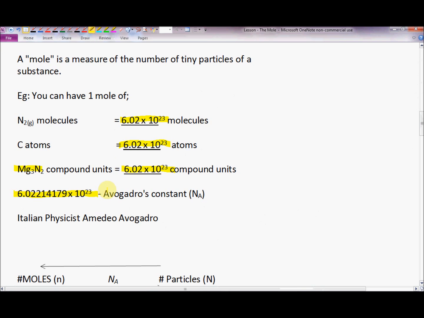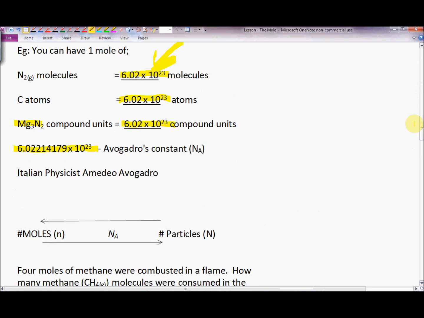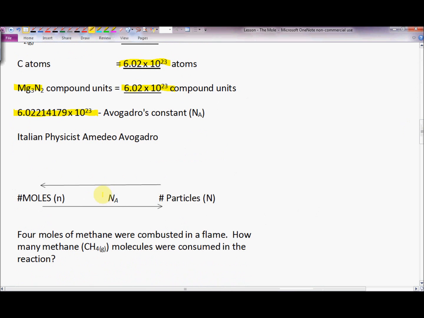We'll never actually use that kind of precision as we're using Avogadro's constant. So all you really need to pay attention to is 6.02 times 10 to the 23. But there you have it, Avogadro's constant. We're going to be using it a lot. It was made up by Italian physicist Amedeo Avogadro, and so we'll use his constant now as we're converting between number of moles and number of particles.